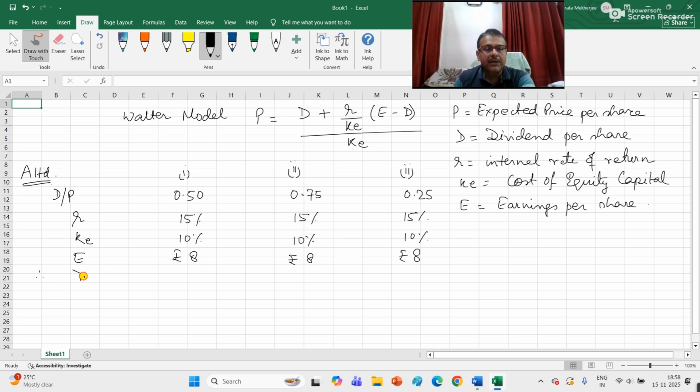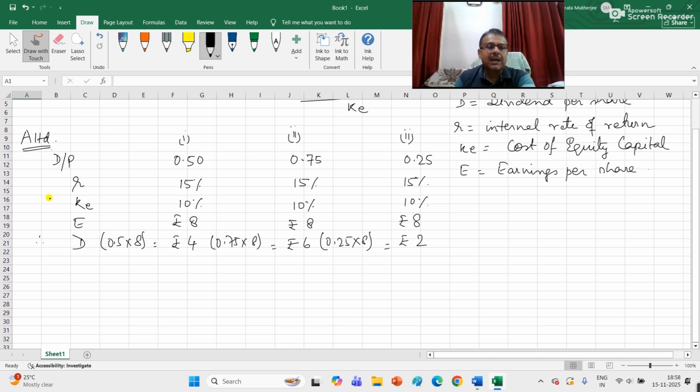Therefore D will be, in the first situation, rupees 4, 50% per rupee. So 0.50 multiplied by 8 is 4 rupees. Then 0.75 multiplied by 8 is rupees 6. And 0.25 multiplied with 8, you will get rupees 2. So we have the parameters R, KE and D.